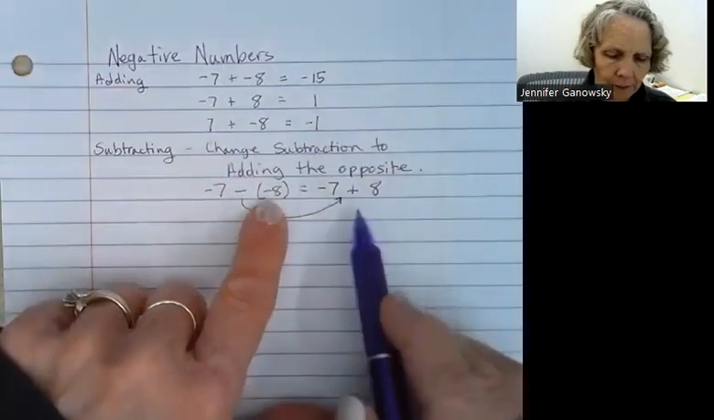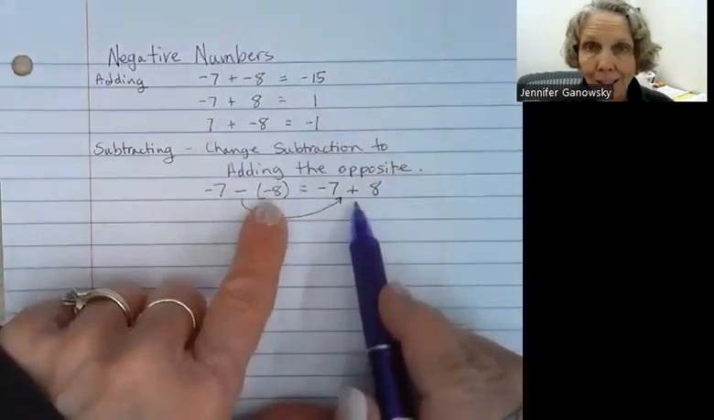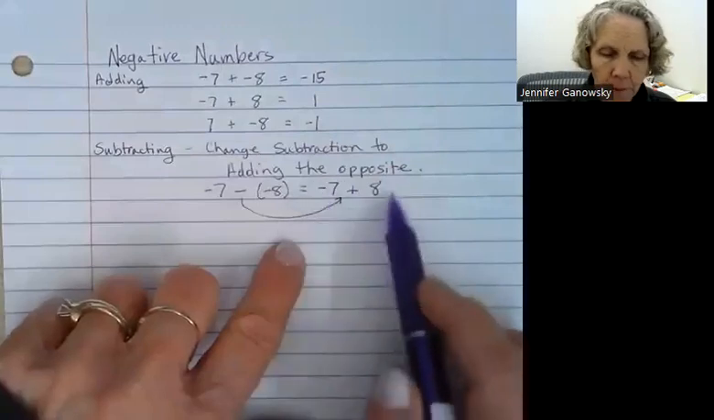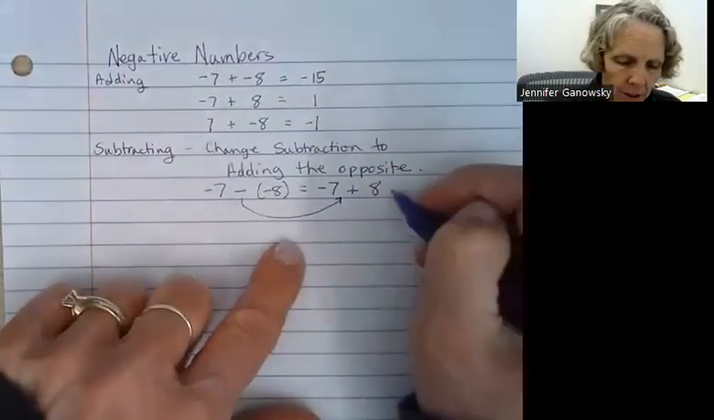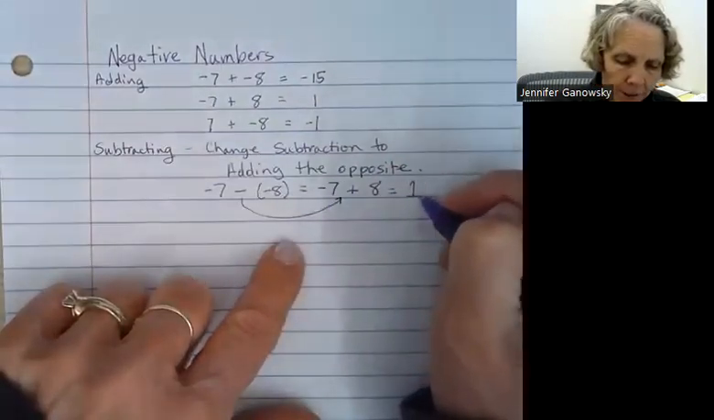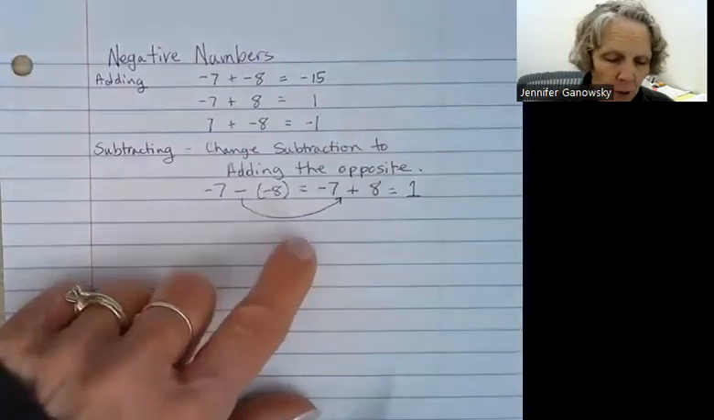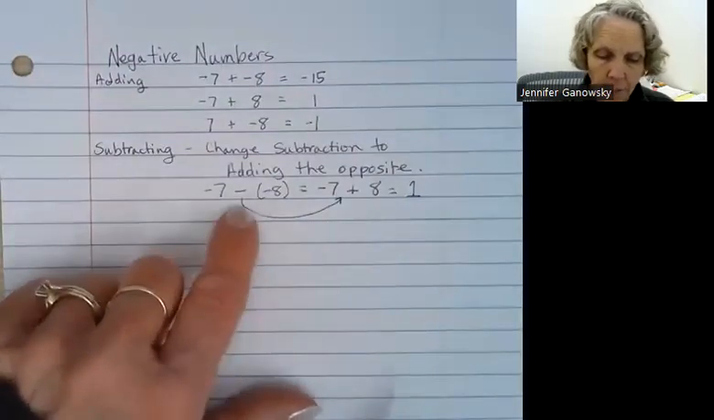So in other words, if I just do this problem, I'll get the right answer for this first problem. This problem and this problem have the same answer. So this one is 1 because we already know how to do that one. We know how to add. Okay. And so anytime we're subtracting, we can change it.